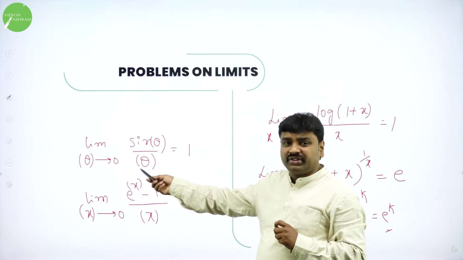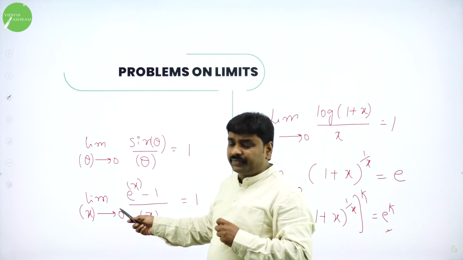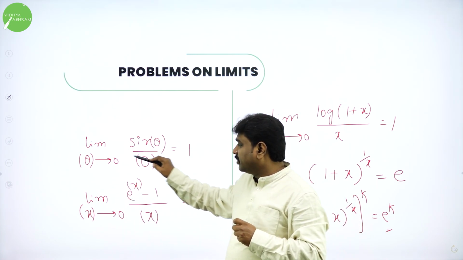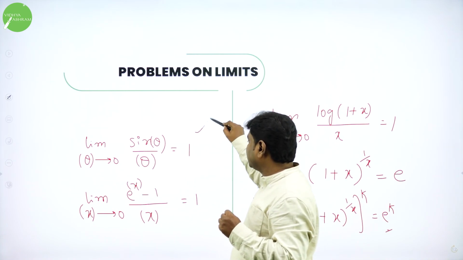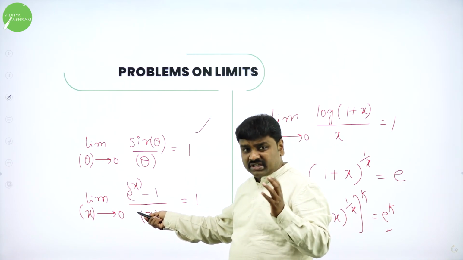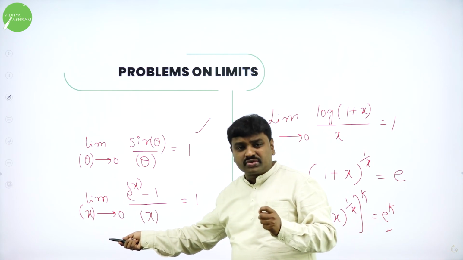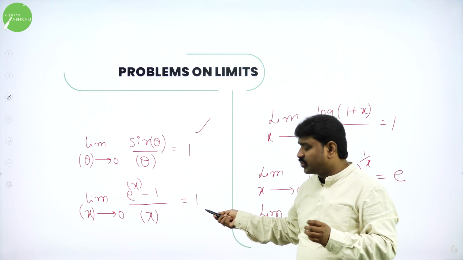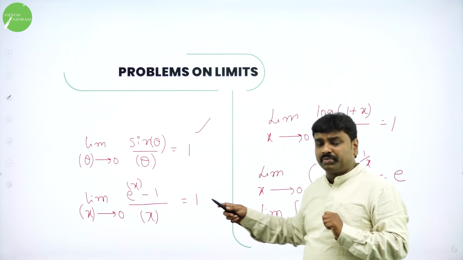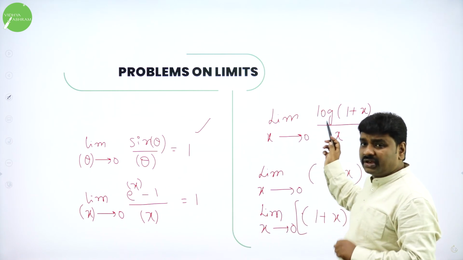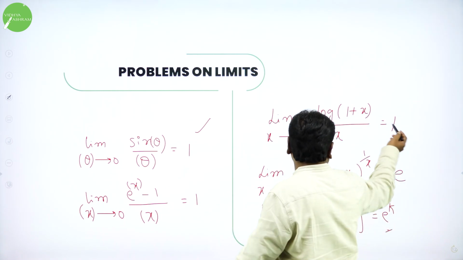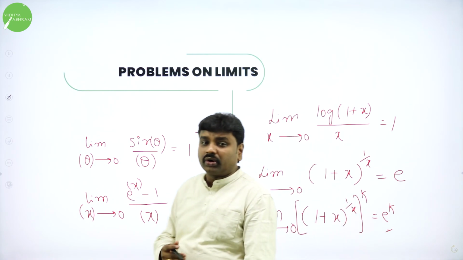One problem follows this, limit θ tends to 0, sin θ by θ. One logic is inside sin and denominator, if these are same, answer is 1 by theorem. And we use this theorem, limit x tends to 0, (eˣ − 1)/x, answer is 1. We don't have proof for this theorem, but this is important. Similarly, we have another, log(1 + x)/x, answer is what? 1, like that. So now I wrote all the theorems on the board.